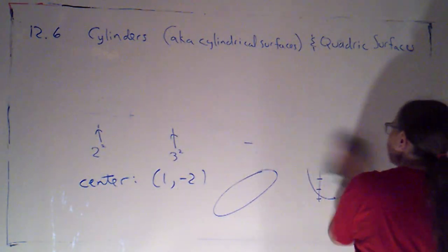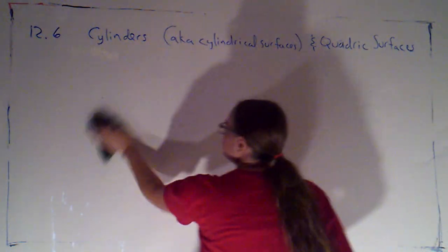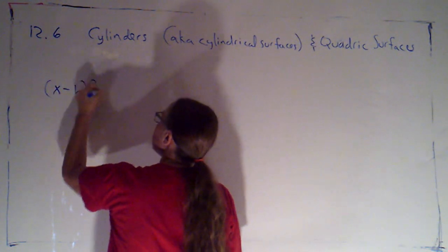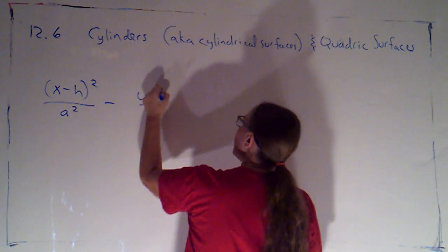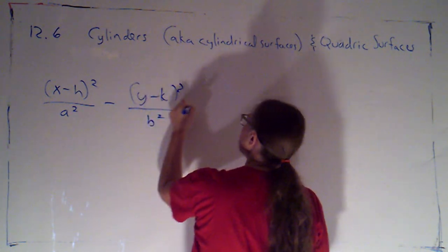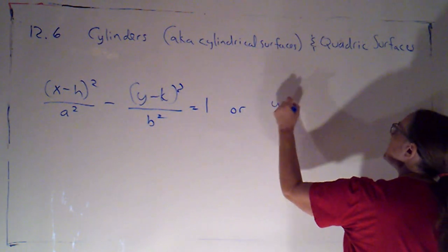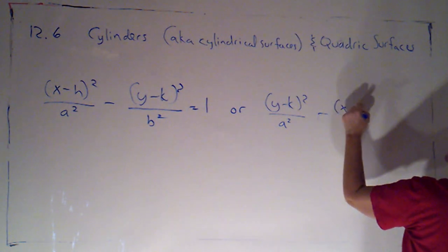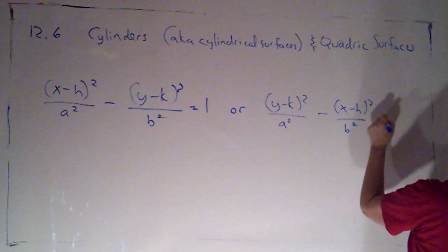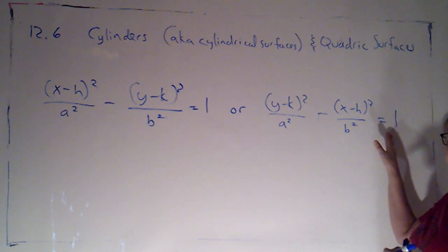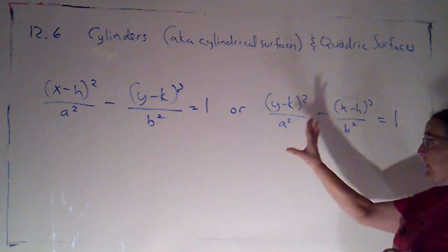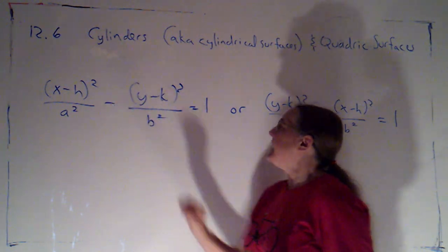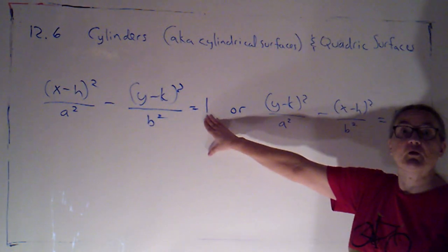Now let's take a look at hyperbolas. For a hyperbola, we're going to have (x minus h) squared over a squared minus (y minus k) squared over b squared equals 1, or (y minus k) squared over a squared minus (x minus h) squared over b squared is equal to 1. So the key here is that both variables are squared, but we're subtracting the results.